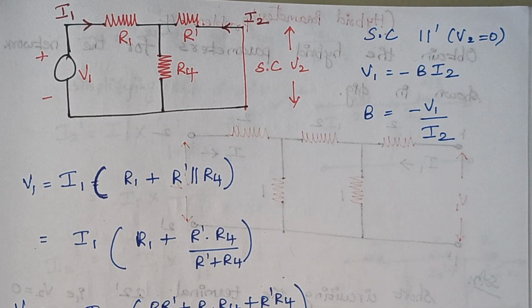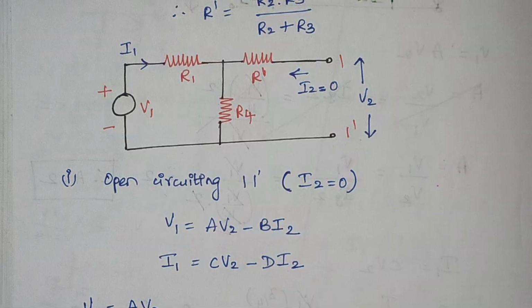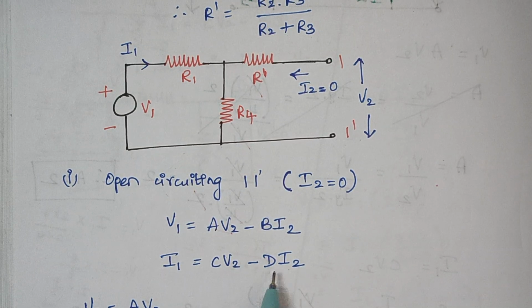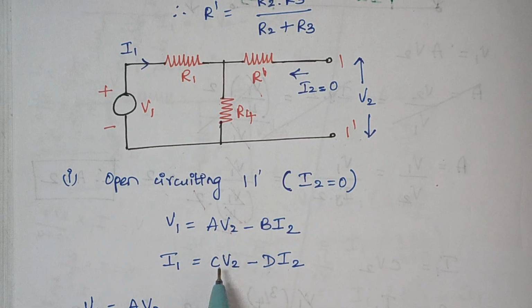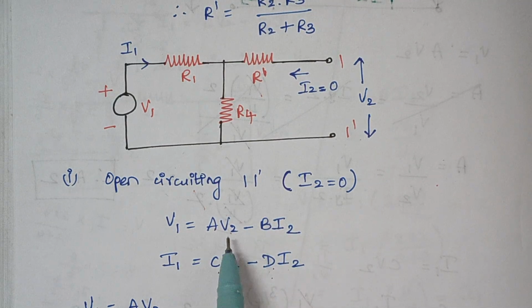Now we are going to find the remaining two parameters B and D. In order to find B and D, we have to make the voltage V2 as 0. This is our basic equation. Now we have calculated the values of A and C. So next we are going to find B and D. In order to find the value of B and D, we have to make the value of V2 as 0. How can voltage be made 0? It is done by short circuiting.